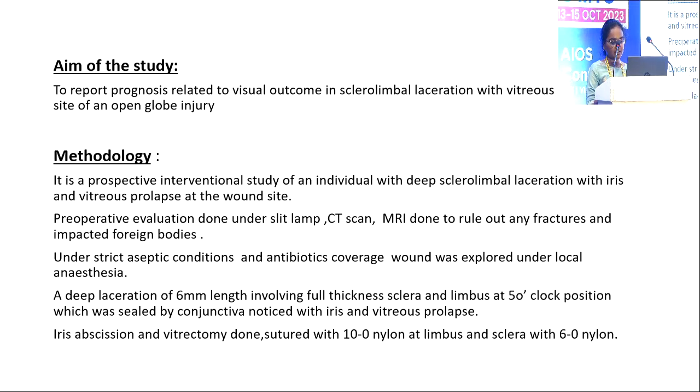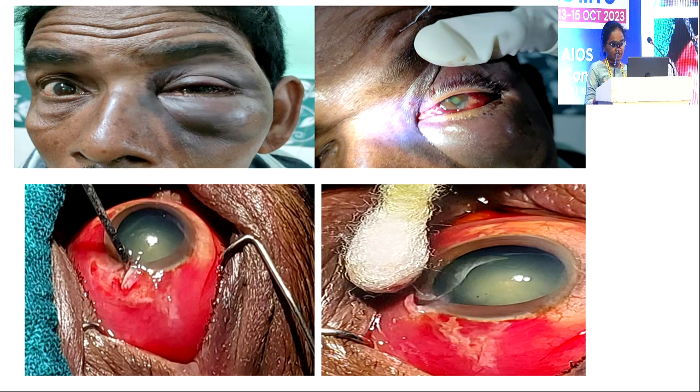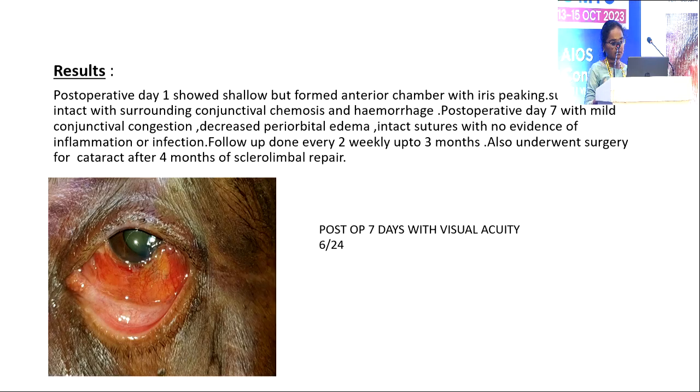A deep laceration of 6 mm length involving full thickness sclera and limbus at the 5 o'clock position, sealed by conjunctiva, was noticed with iris and vitreous prolapse. Iris abscission and vitrectomy were done, sutured with 10-0 nylon at the limbus and 6-0 Vicryl at the sclera. These are the pictures showing sclerolimbal laceration.